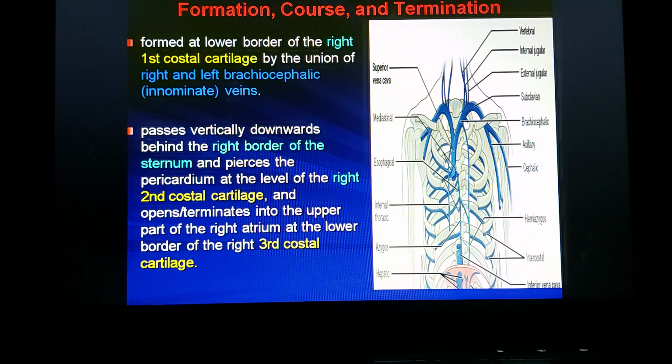costal cartilage. Okay, so it is formed by the right and left brachiocephalic veins at the lower border of the first costal cartilage. So the course is vertically downwards just behind the right border of the sternum, and here there will be piercing of the pericardium at the level of the second costal cartilage. The termination is into the right atrium at the lower border of the third costal cartilage. So this is about the formation, course and termination of the superior vena cava.